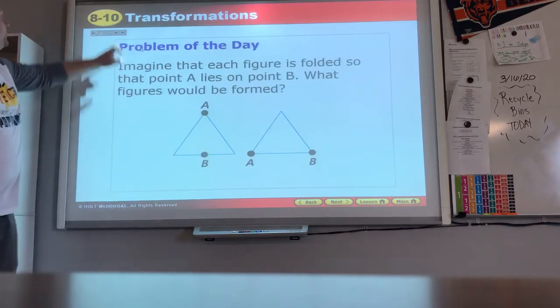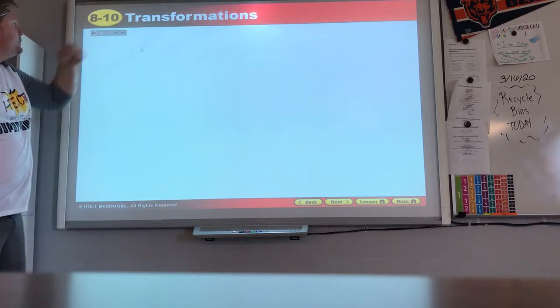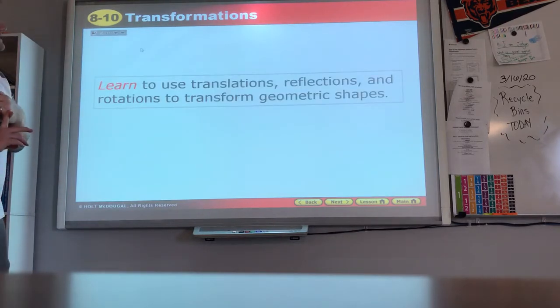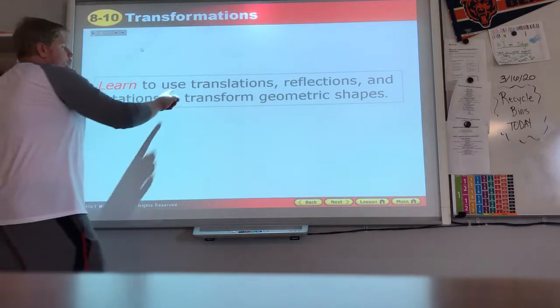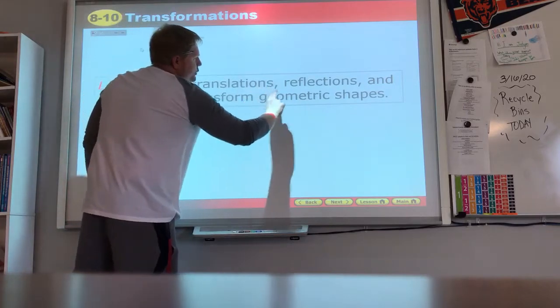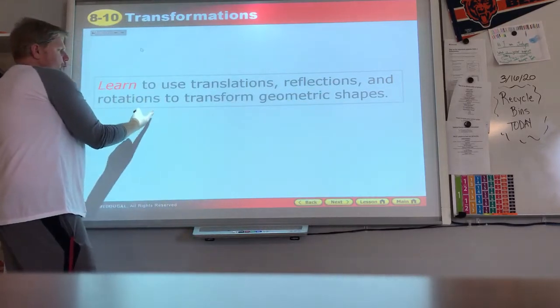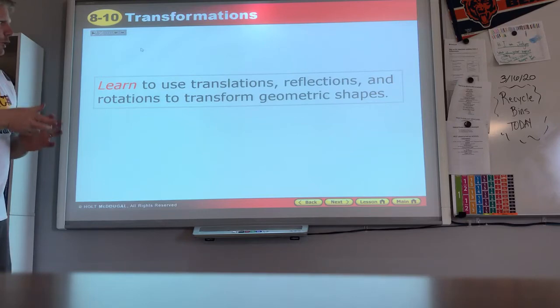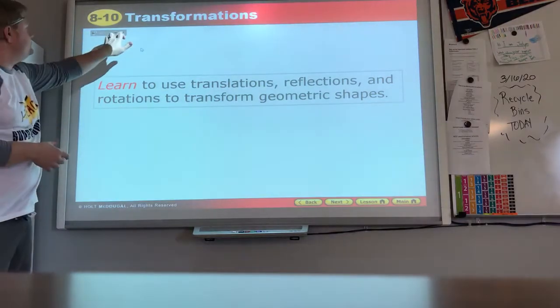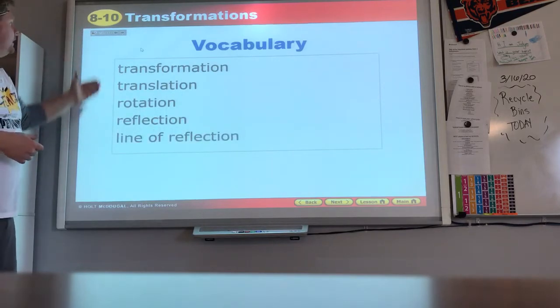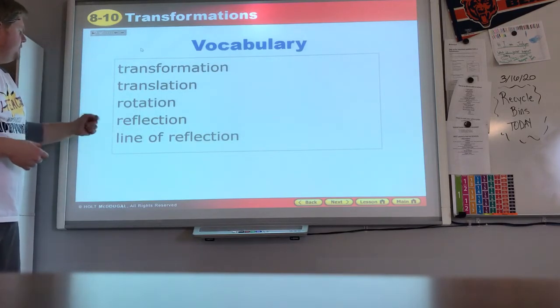All right, so we've got our problem of the day that we got an answer to. Now we move on to transformations. Well, there are 3 types of transformations. Translations, reflections, and rotations. These can change geometric shapes in either where they are or how they're oriented. And we'll talk about that with the vocabulary. We've got these items. Oh, I did forget to talk about reflections there.